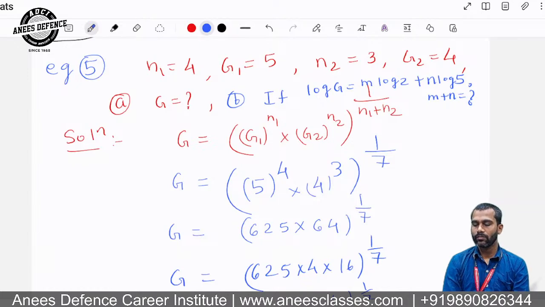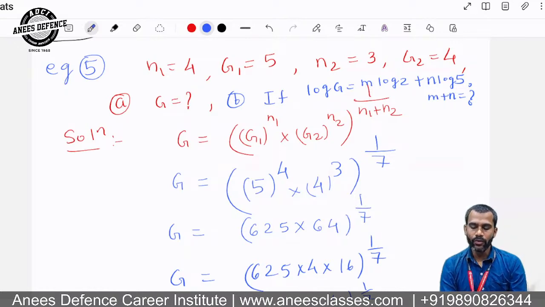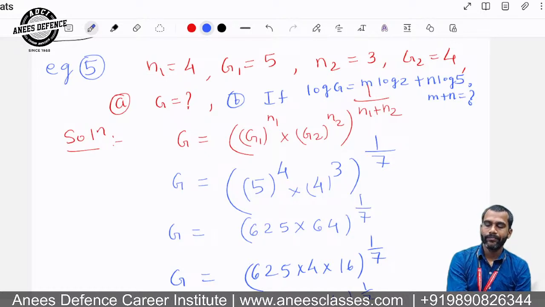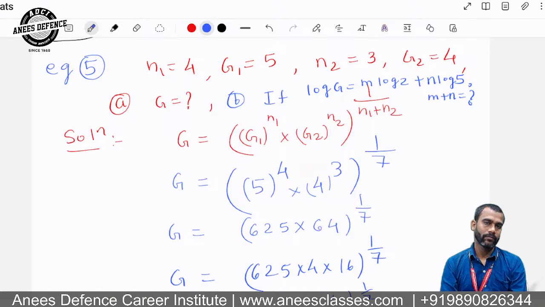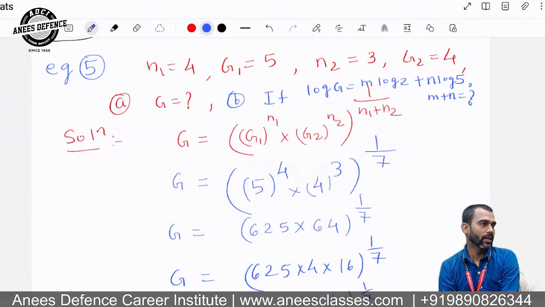So it is time consuming as well as conceptual. I'm just trying to tell you how the examiner thinks. If you divide a complex question into parts, into different sections, then it becomes easier.